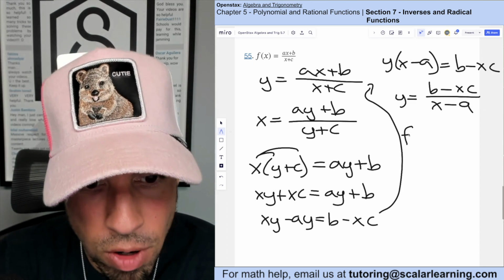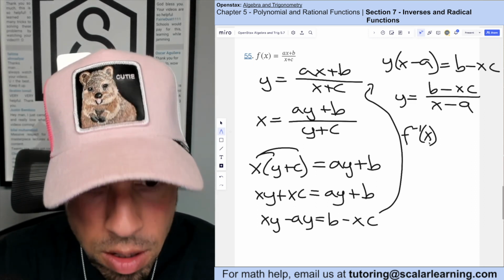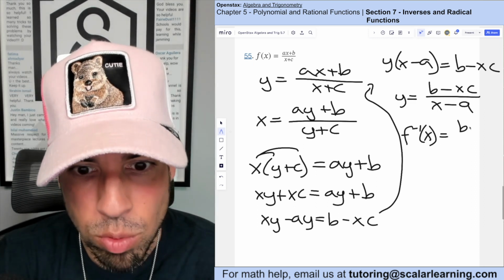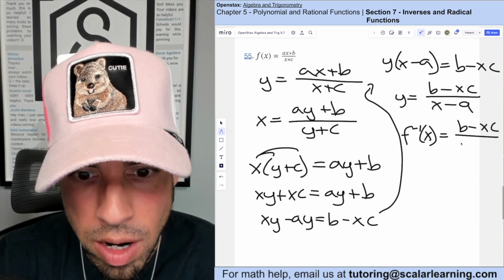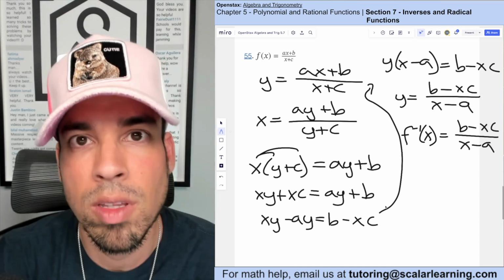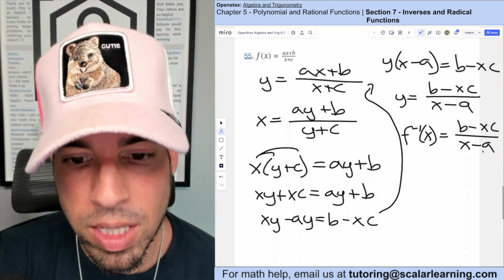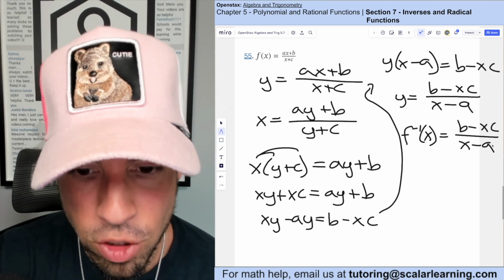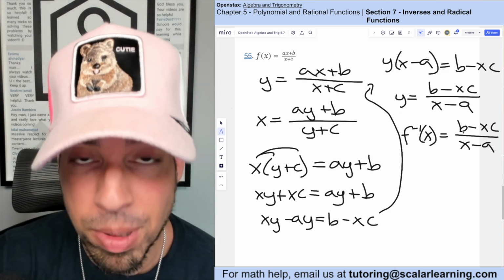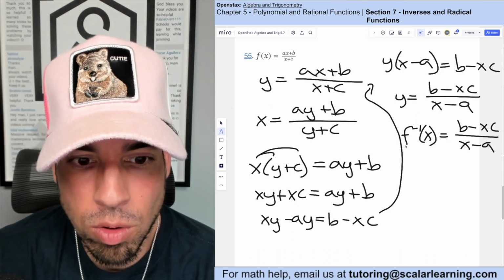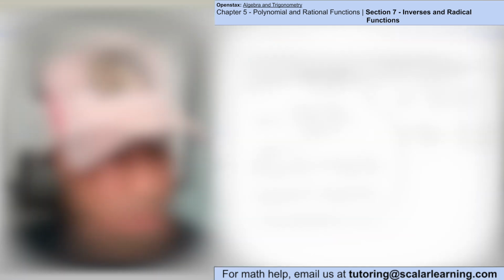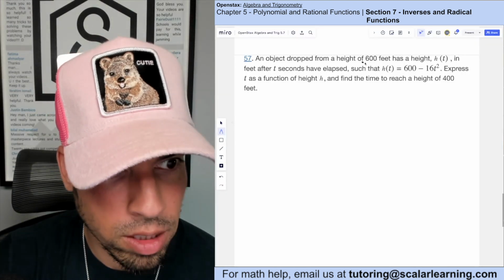Going back to that nice function notation, we're just going to replace y with f inverse of x equals (b minus xc) over (x minus a). Boom, done. And by the way, this is the same as what they have in the answer. They just flipped this by factoring out a negative 1 and distributing it up here, but it's still equivalent, so this is acceptable as well.